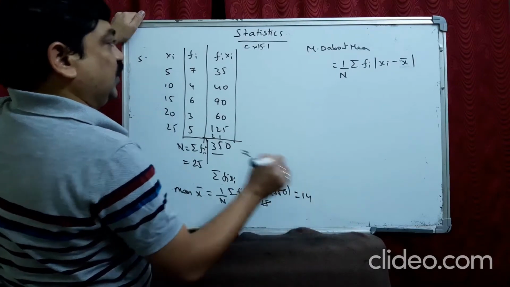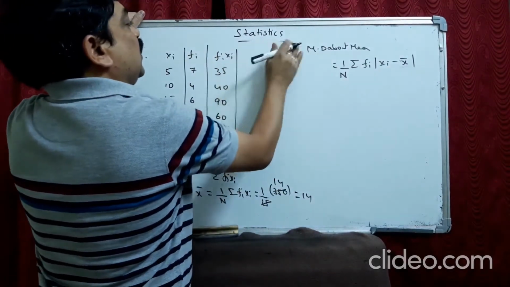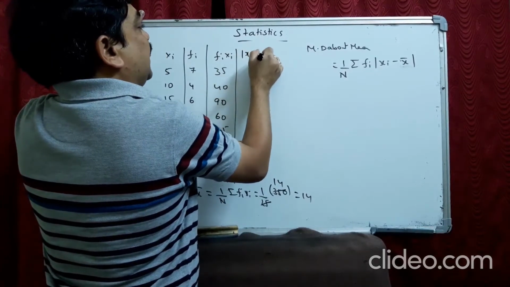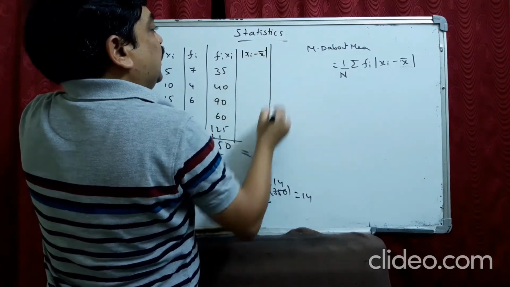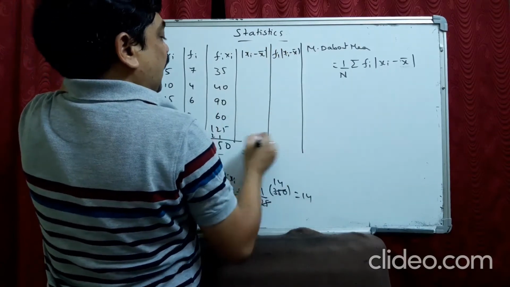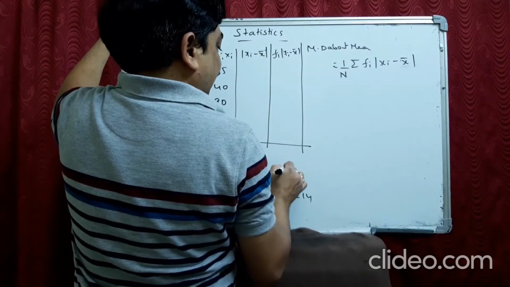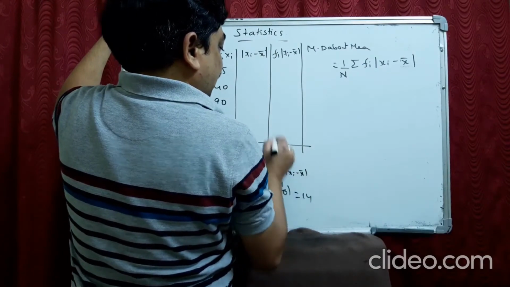So mean is 14. After that, what we need is mod xi minus x bar also, no? So first we find mod xi minus x bar. Then we go with fi into mod xi minus x bar. This will be easy to calculate, because we need sigma fi into mod xi minus x bar from this column.